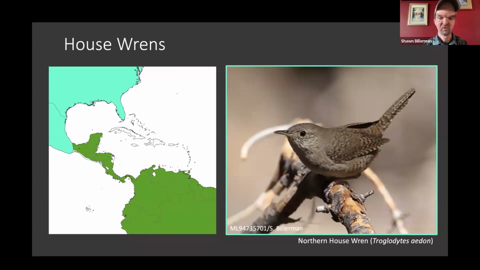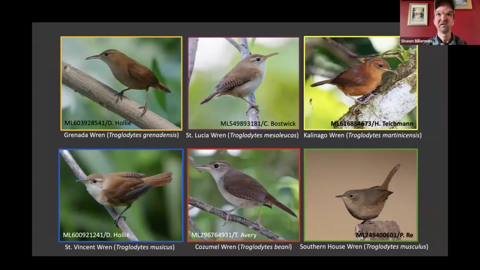So here's a little bit of a zoomed in map that shows where the division between northern house wren in North America and southern house wren in Central and South America is, as well as little arrows pointing to all the island taxa that have now been recognized. Here on the screen is a northern house wren. And then we can see the 6 other species of house wren that we now recognize.